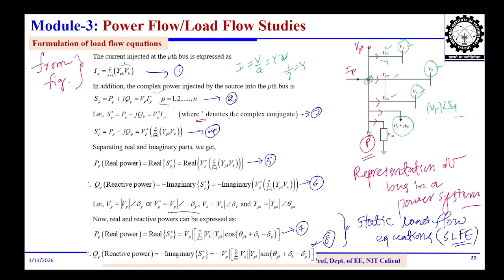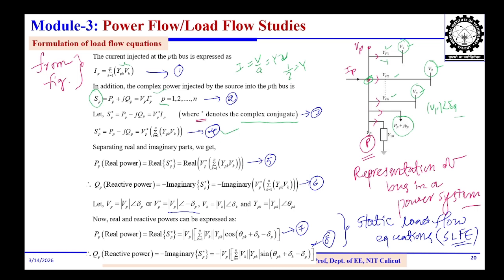Now let us take the conjugate of this. SP conjugate is equal to PP minus jQP, which is VP conjugate into IP conjugate. The conjugate indicates the negative or positive values of the reactive power, which indicates the reactive power consumption and injection in the power system. So SP conjugate is equal to PP minus jQP. This is expression 4.